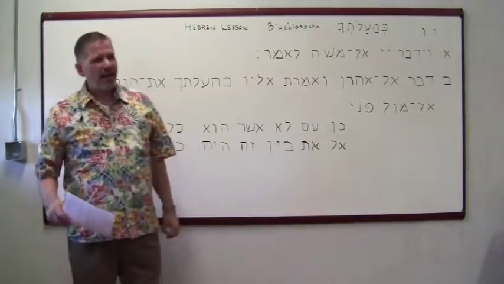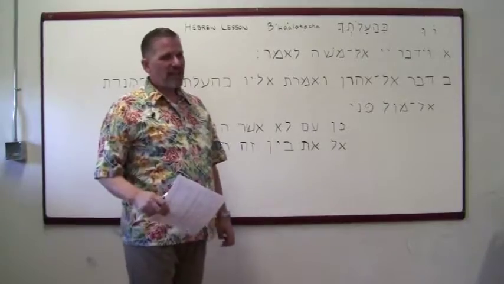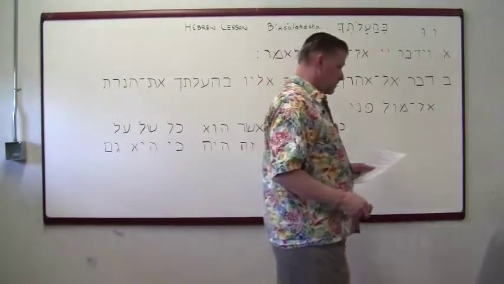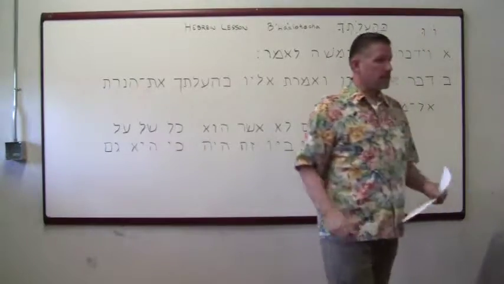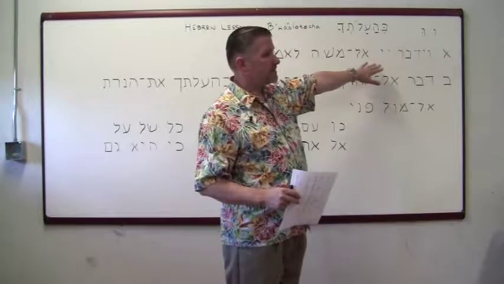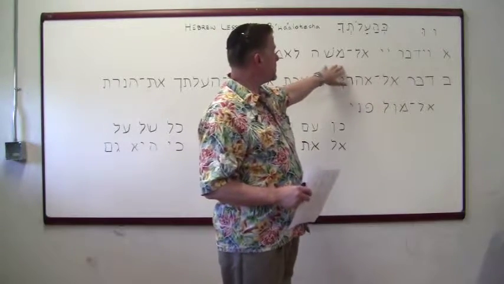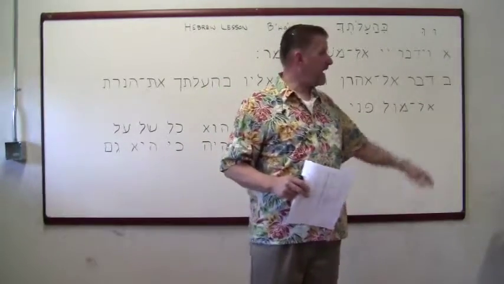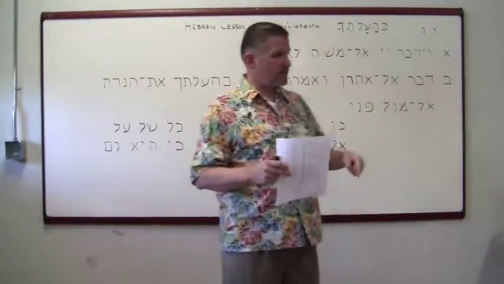Vadaber Adonai, El Moshe Lemor. Okay. So the first sentence says, Vadaber Adonai, Adonai, Adonai, El Moshe Lemor, which means... And that's on the second sheet, okay?